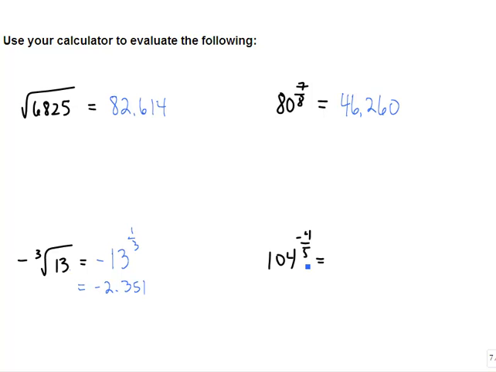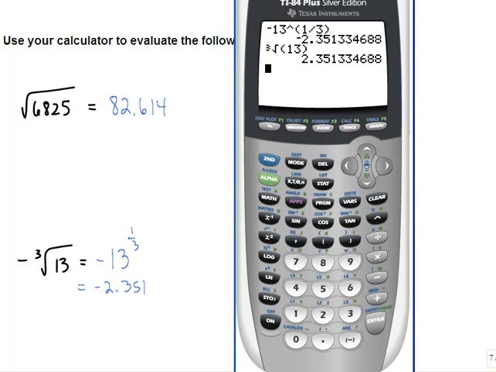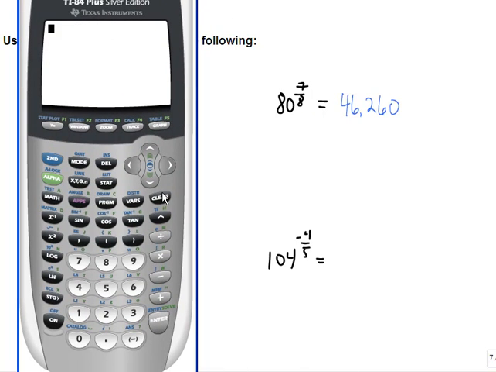For the last example here, we do have a negative exponent. You could flip it over, or you can just make the calculator do this whole calculation. So how you would do that is you would type in your base first, 104, press your caret button, and then we want parentheses, because in the parentheses we want this whole negative fraction. So I'm going to type my negative button, 4 divided by 5, close the parentheses. So here's 104 raised to the negative 4/5, which is exactly what we're trying to find. Hit enter, and my answer is going to be 0.024 if I round to 3 decimal places.